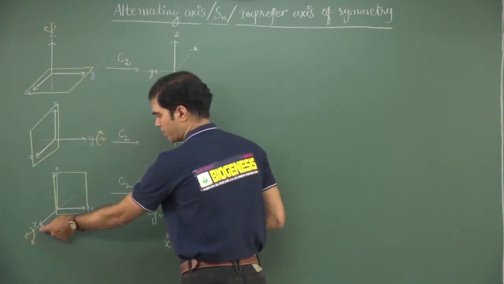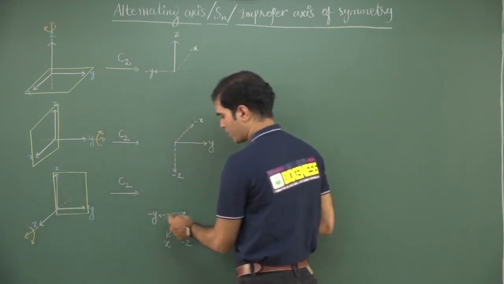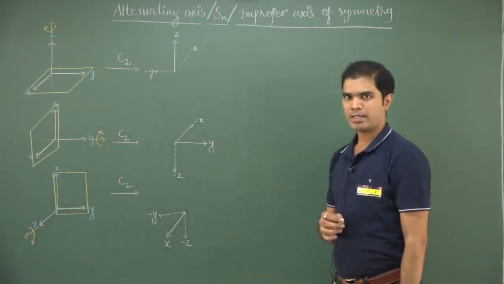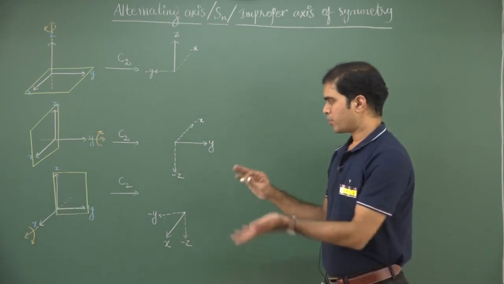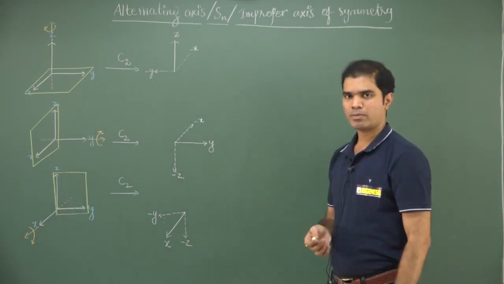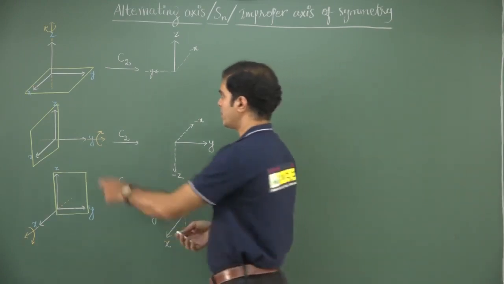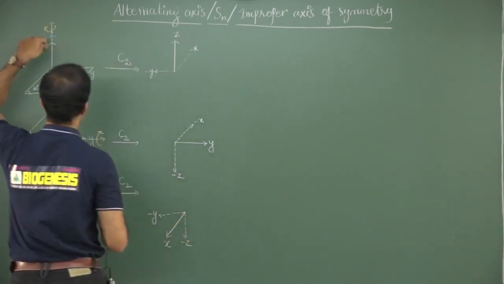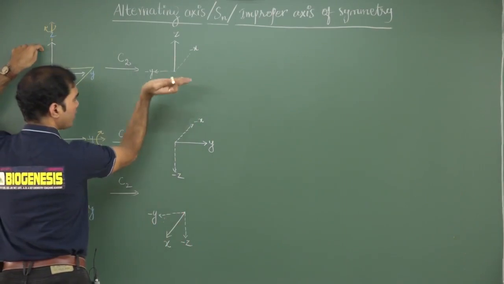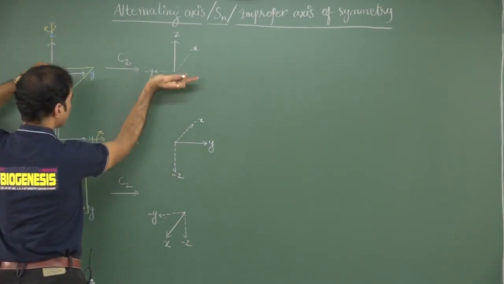This is a rotation along x, therefore you just shift these two coordinates. Keep x intact. Once I have performed a rotation, that should be followed by a perpendicular reflection. Now what is the perpendicular reflection? I have already shown here. Rotation I have performed, then you have to reflect. So the reflection is through xy.